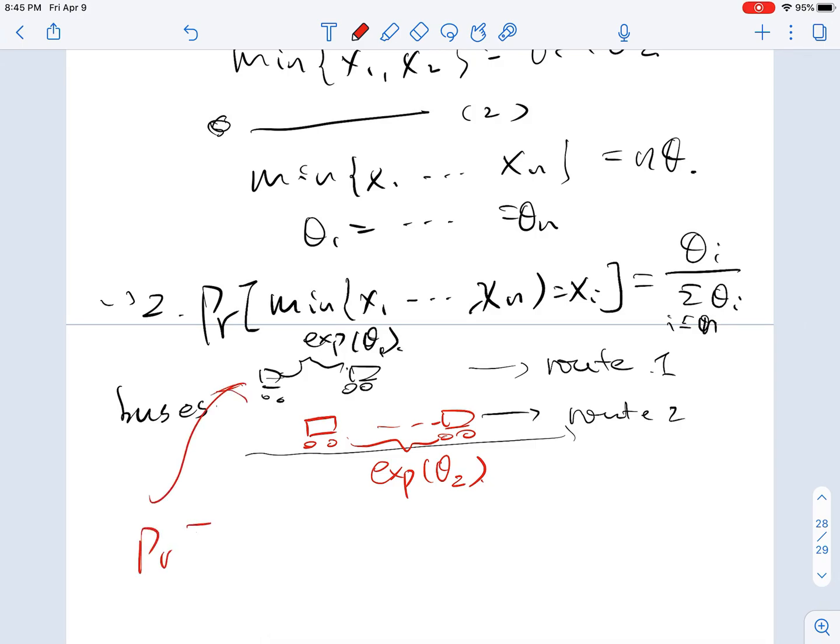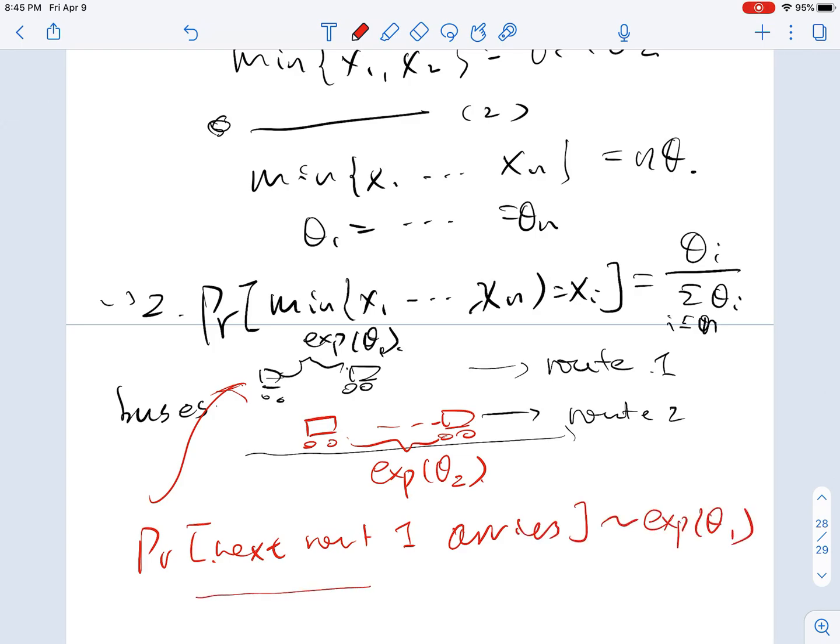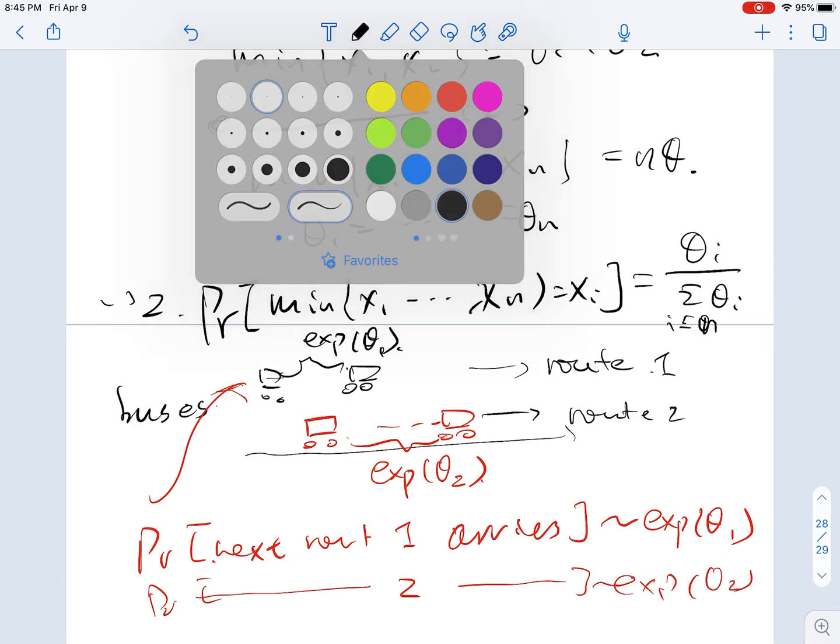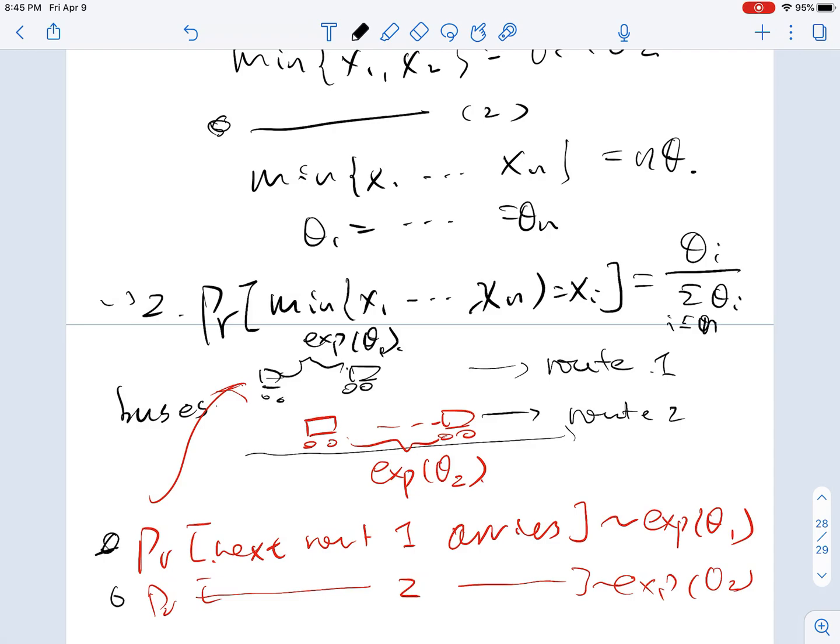So the time until the next bus on route 1 arrives follows an exponential distribution of parameter theta 1, and similarly the time until the bus on route 2 arrives follows an exponential distribution with parameter theta 2. Right. So let's first look at specifically what that means for having only one bus.